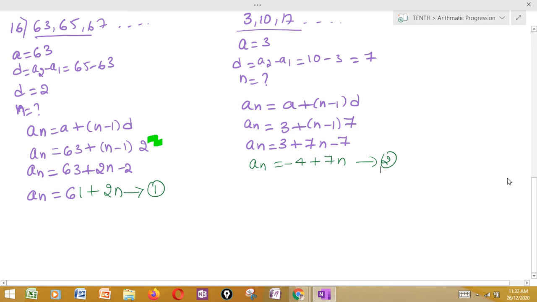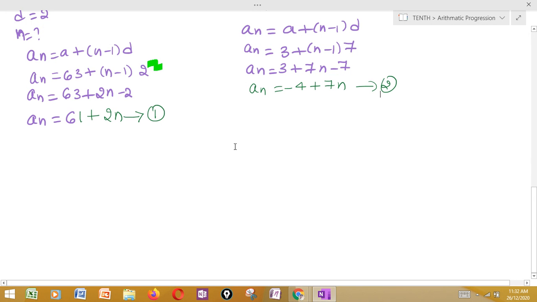Now what can we write? You can see that on the left hand side of both the solutions, both sides are an and an. From 1 and 2, what can you write? Anyone? 61 plus 2n is equal to minus 4 plus 7n. Yes or no? Why do we have to write this? Because of axiom 1. On the left hand side here is an, and in the second equation is also an. So an is the same. Then the right hand side of the first equation and the right hand side of the second equation must be equal, according to axiom 1.